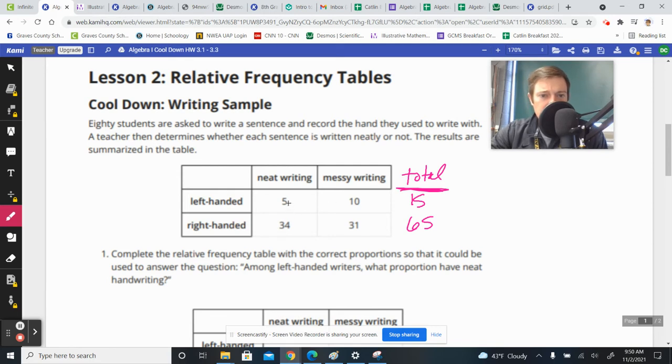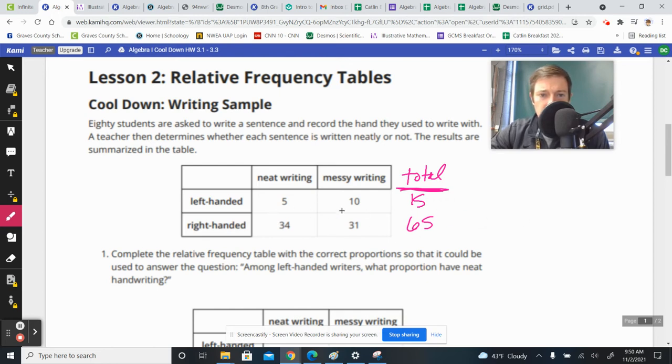So we had 5 people that wrote left-handed and it was neat, 10 that wrote left-handed and was messy, 34 that wrote right-handed and was neat, and 31 that was right-handed and messy. And so what I went ahead and did here is I did some totals for how many people are left-handed and how many people are right-handed, and you can see that there's 80 when you add those together. So that makes sense.